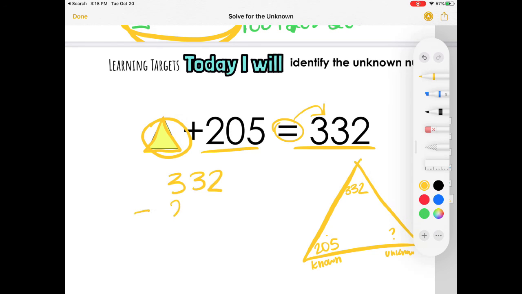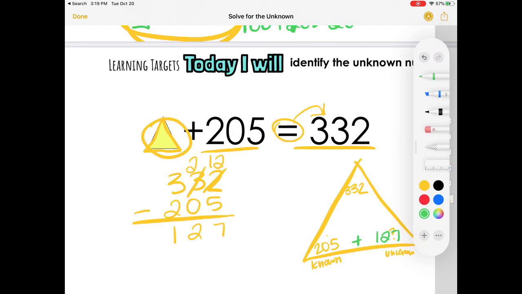332 minus 205. Right off the bat, I could not take 5 from 2, so I'm going to have to regroup. My 3 becomes a 2. My 2 becomes a 12. 12 minus 5 is 7. 2 minus 0 is 2. 3 minus 2 is 1. So my unknown number is 127.